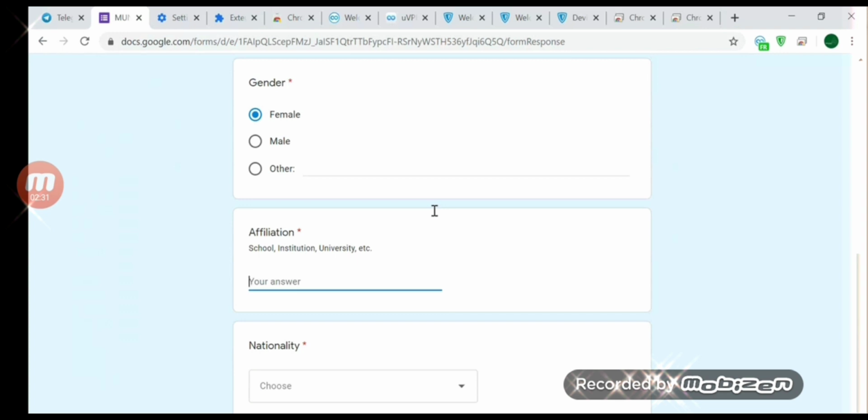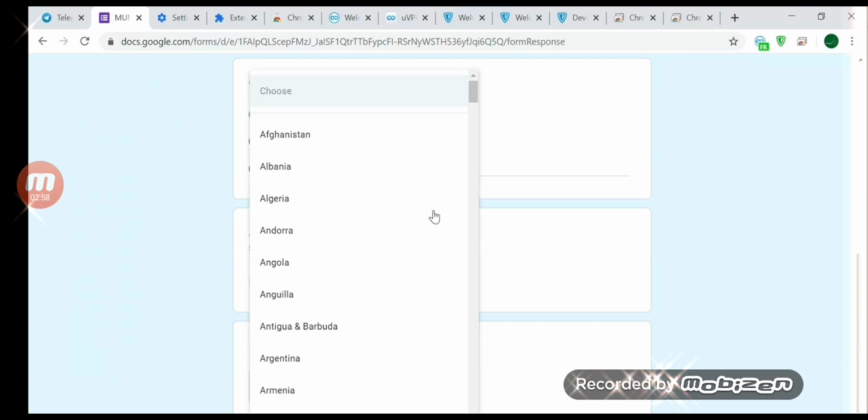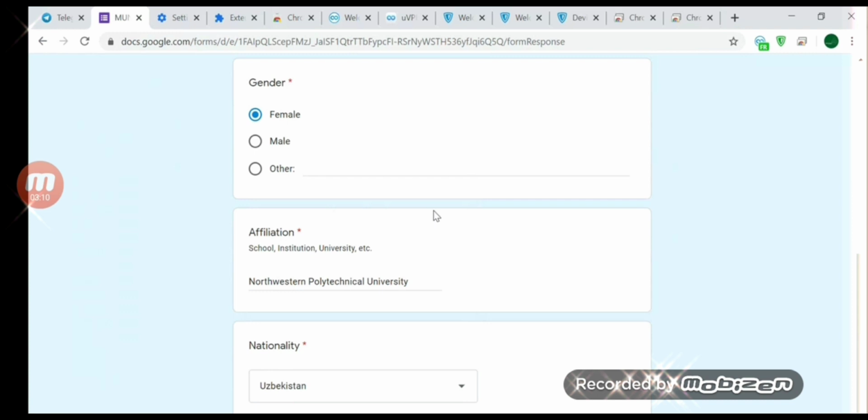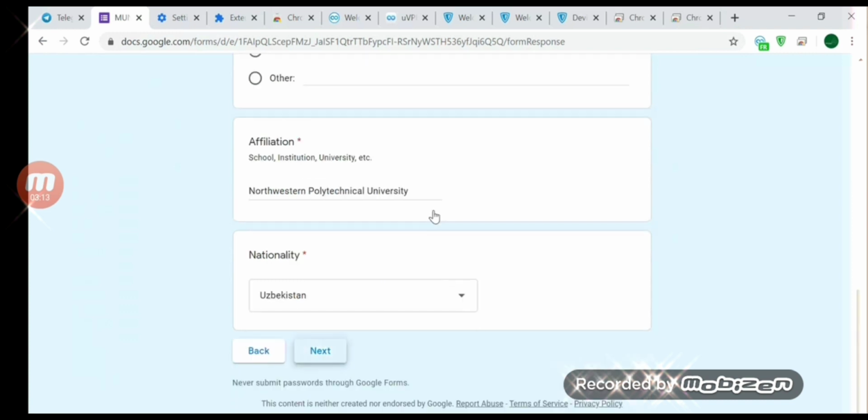Here you can write your school, university, or college. If you don't study anywhere, you can just write your organization or anything you are affiliated with. Since I am a student at Northwestern Polytechnical University, I'm just going to put my university here. Alright, and my nationality: I'm from Uzbekistan, so I'm just going to find my country right here. Alright, Uzbekistan. And now we just click next.